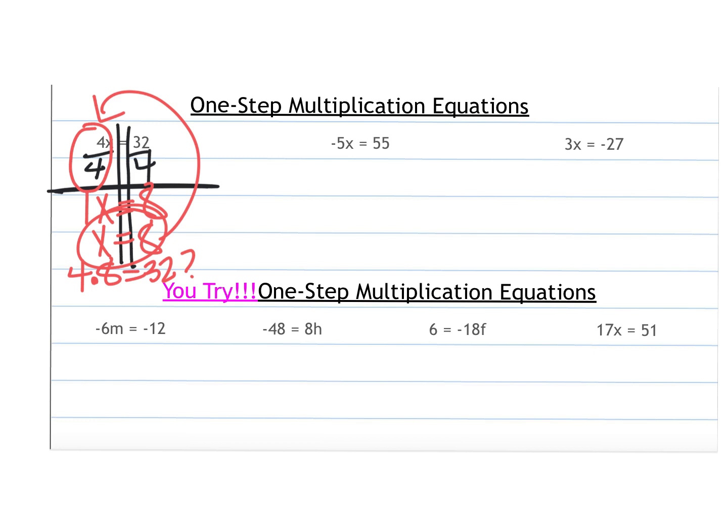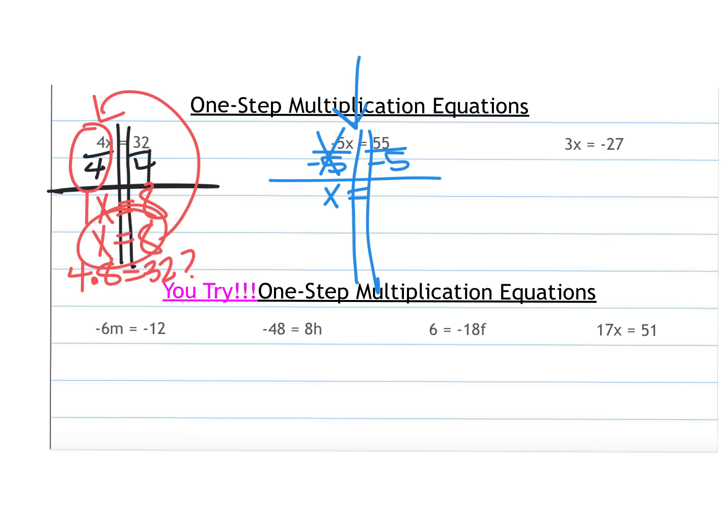Let's do another one. Negative 5x equals 55. Our variable is on the left side, so we look at the left side. X is being multiplied by negative 5. So I'm going to divide everything by negative 5. Yes, that negative has to stick with the 5. So negative 5 divided by negative 5 is 1. So then I just bring down my x.